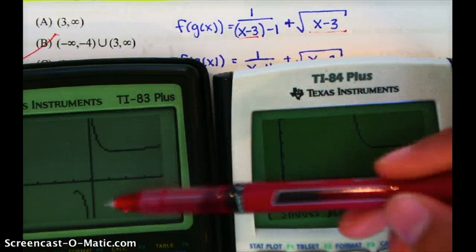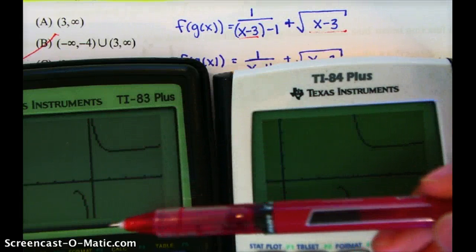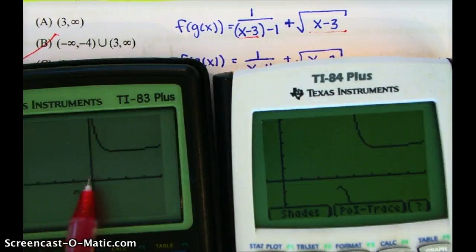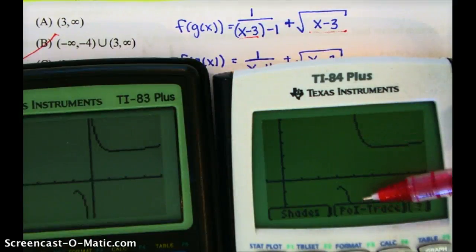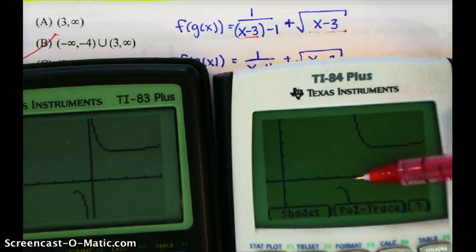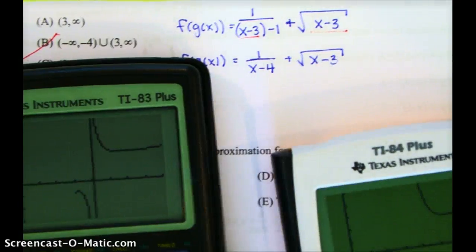Now, the 83 gives you the straight up and down line, which is confusing because you might think that that line is part of the function, which it's not. The 84 shows you a gap, which is more accurate, but it makes it very hard to tell where the asymptote is. Like, I can't really tell if it's at 4 or if it's at 4.1. It could be a decimal asymptote. So again, we can't trust the calculator to give us the full picture. We have to go back to the equation.